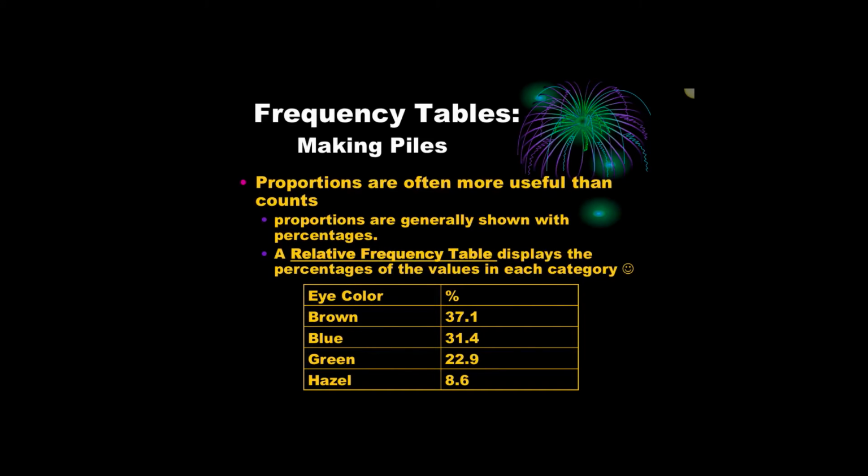Proportions are often more useful than counts. Proportions are generally shown as percentages, but can also be shown as fractions. So a relative frequency table displays the percentages of the values in each category. So again, we have our variable of eye color, but then over here, instead of counts, we have the percentages that they make up. An important thing to note is that the words relative frequency indicate you are using a percentage. So if you have a relative frequency bar graph, you're using percentages instead of counts.